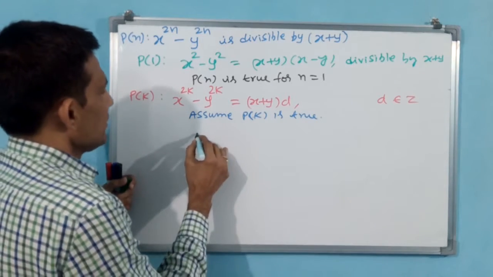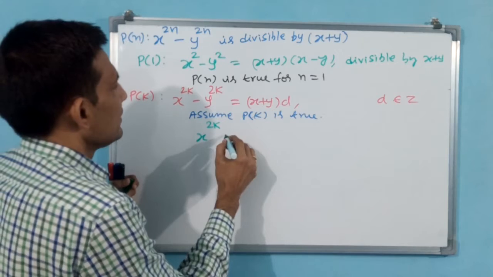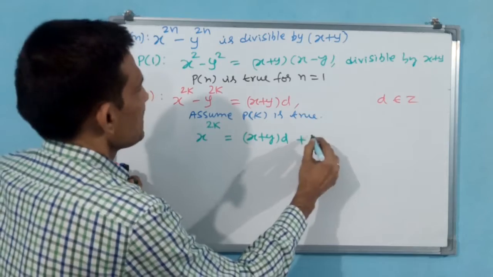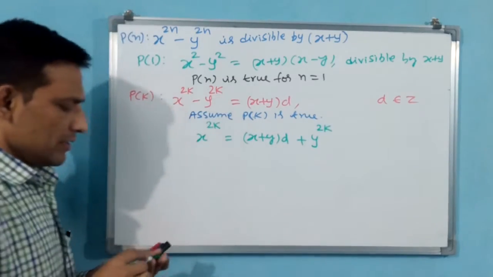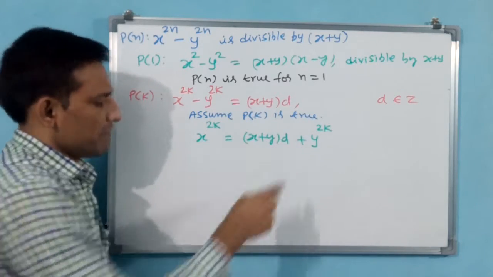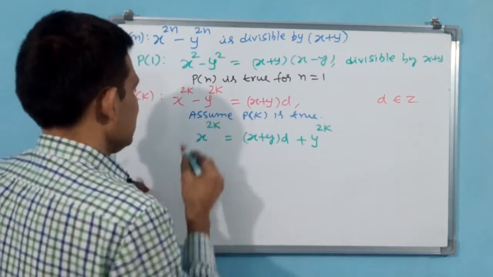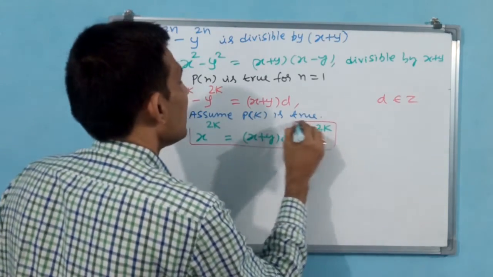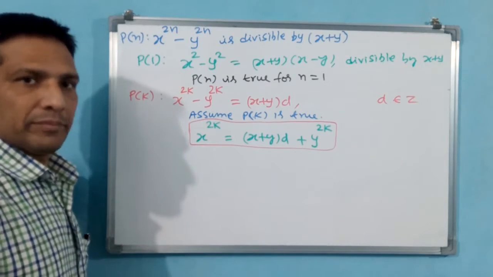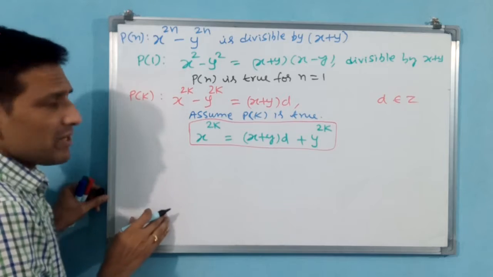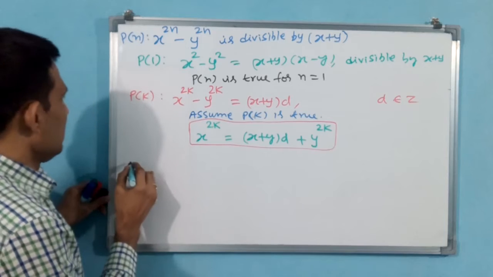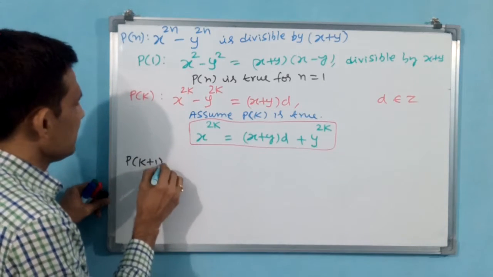You see, x to the power of 2k is equal to x plus y into d plus y to the power of 2k. Is it okay? You see this minus y, if it goes to this side it will become plus y power 2k. Now you box it. Now go for P of k plus 1. We will see in P of k plus 1, if this desired form is not coming, then we have to change this again.